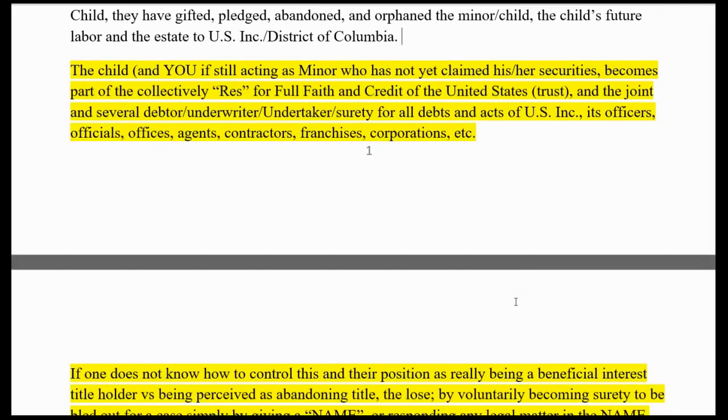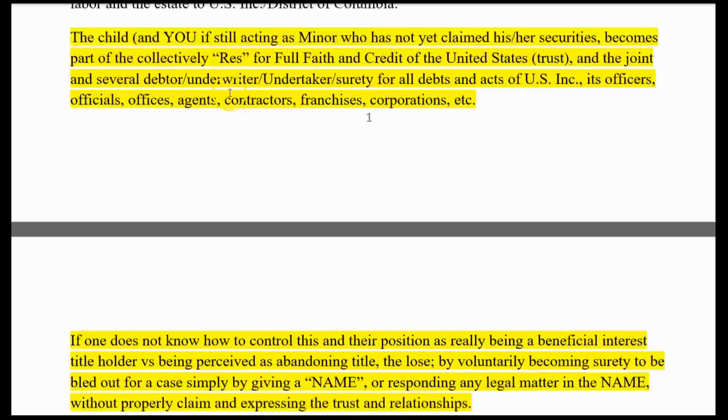So the child, which is you, still acting as a minor, who has not yet claimed her securities, becomes part of the collective res. The res is the property or the thing that's put into a trust to give it value. And that res is for the full faith and credit of the United States, which is a trust. And the joint and several labor, underwriter, undertaker surety for all the debts. You're liable for everything. And they treat you like that, don't they? And even the acts of the United States, its officers, officials, offices, agents, contractors, franchises, and corporations.